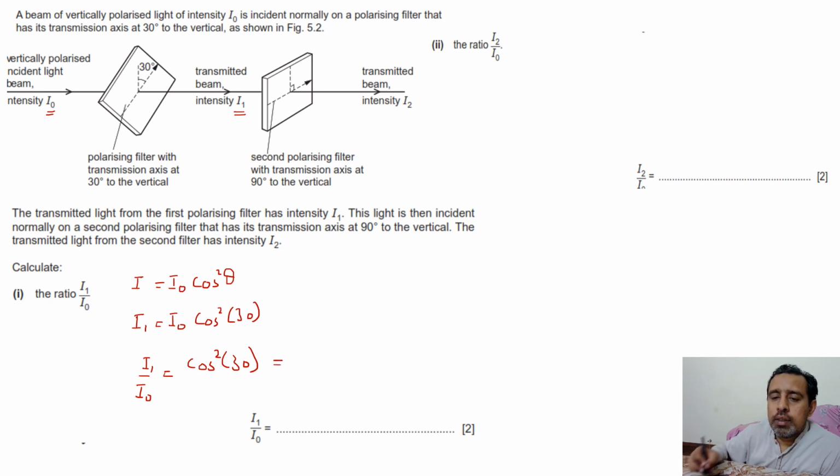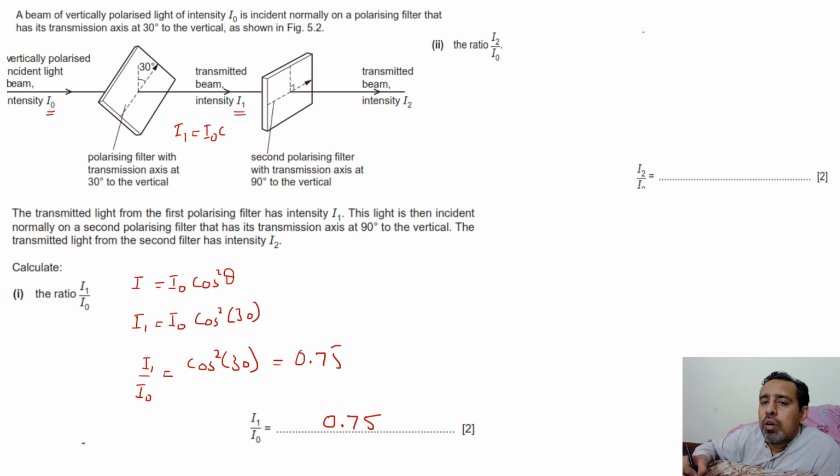While using the calculator, I have the answer, that is 0.75. So the answer is 0.75 without any unit, because it is the ratio between two intensities. Now this I1 is also called I naught cos square of 30. And for this polarizer, this is the maximum intensity and this is the transmitted intensity.